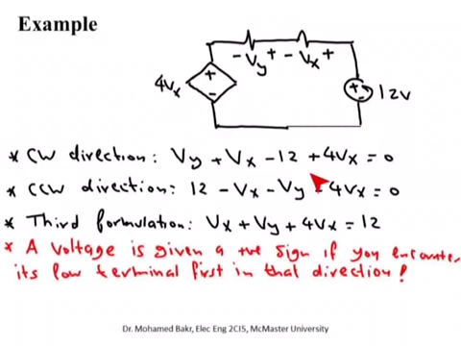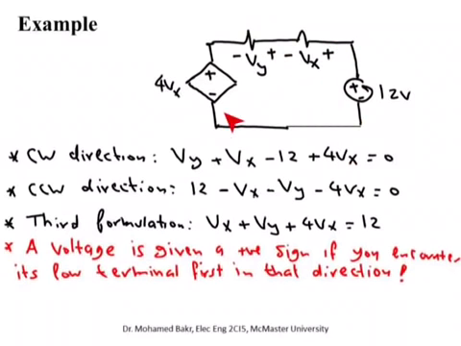So this is the first equation here. Okay, so this is KVL in the clockwise direction. For Vx, I'm going from negative to positive in the clockwise direction. This is negative to positive for Vx, negative to positive plus Vy, negative to positive plus Vx, from positive to negative, then minus 12 here.